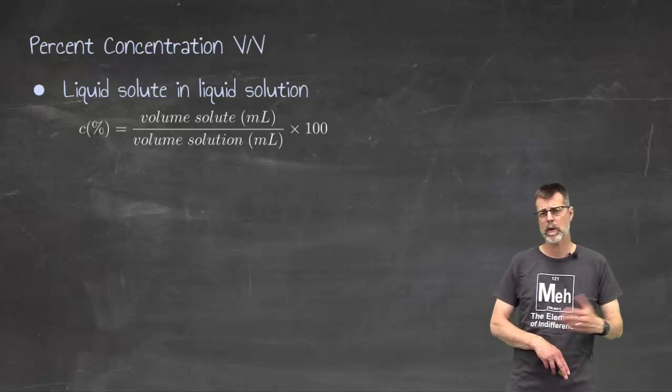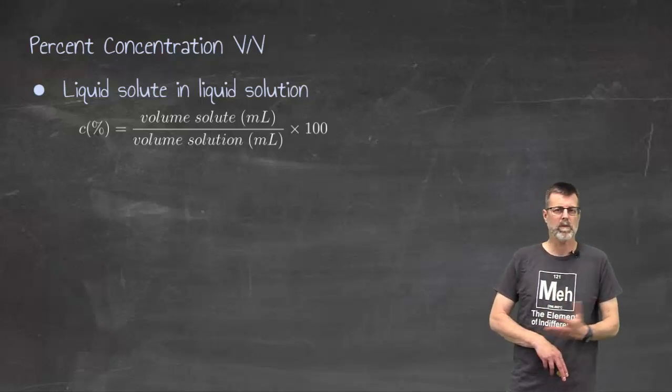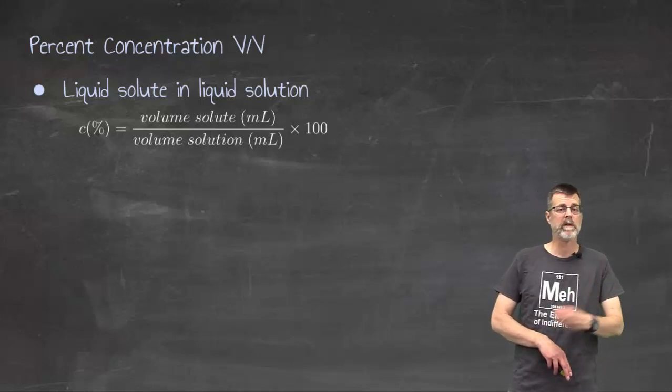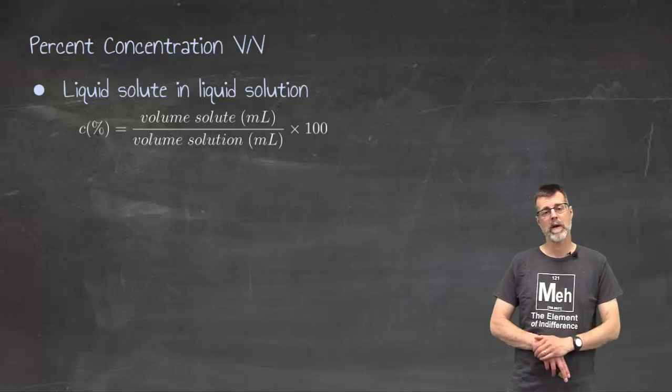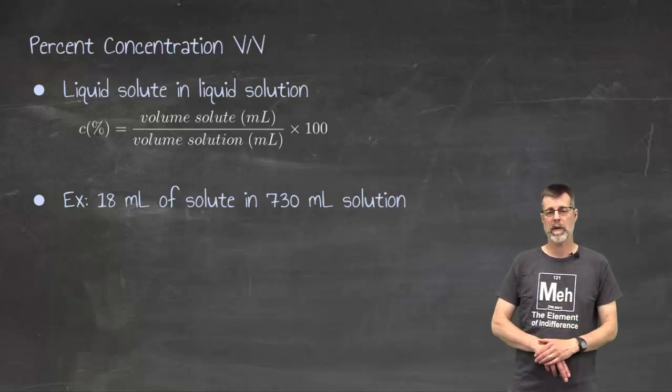Now I can also have a volume percent, and you'll see these in a few different places. Vinegar is a great example where, if you look at the label, it will tell you it's a 5% solution by volume. It doesn't really matter what the solute is, we'll get there another time. But that would be the volume of liquid solute in a total volume of liquid solution. It would be a similar kind of thing. All I have to keep an eye on there is units.